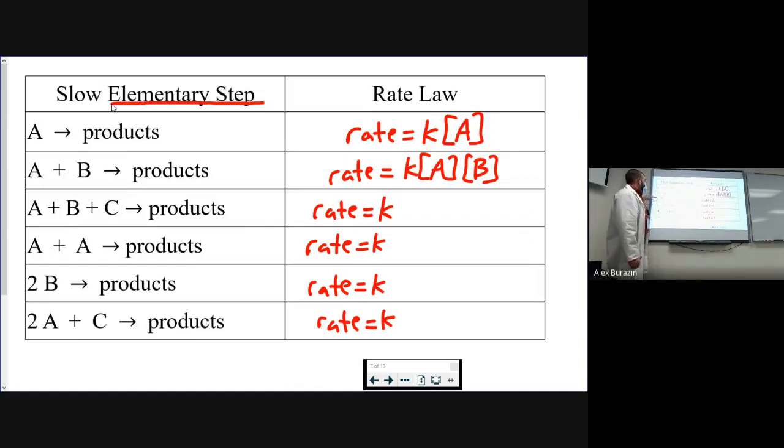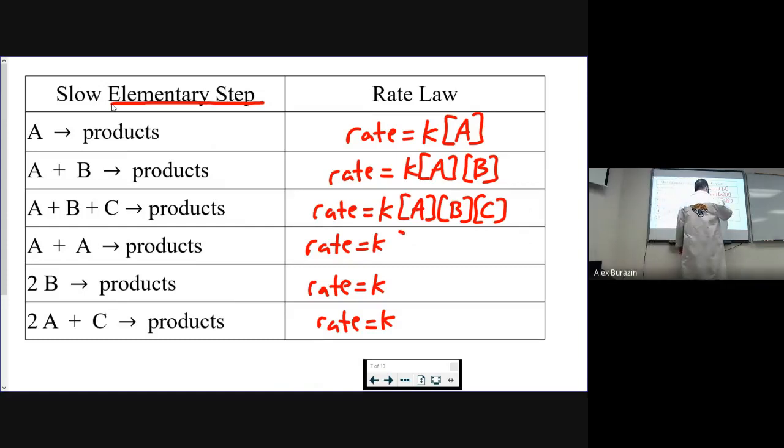Slow, elementary step. These reactants must match my rate law. A to the first, C to the first. Here's my slow step. This must match my rate law. I have two A's, so what should I do?